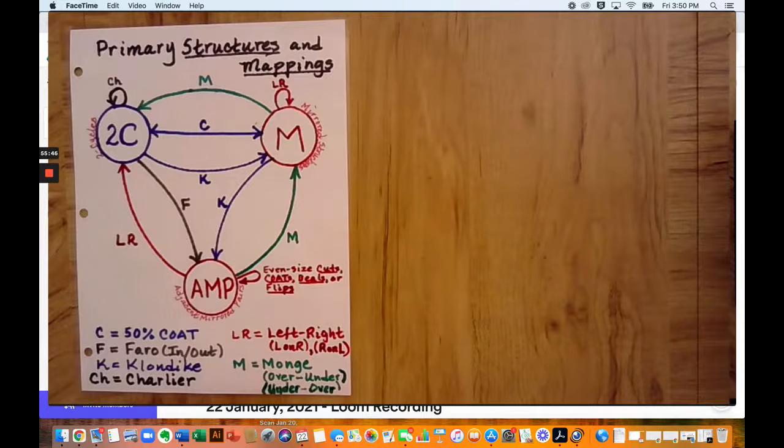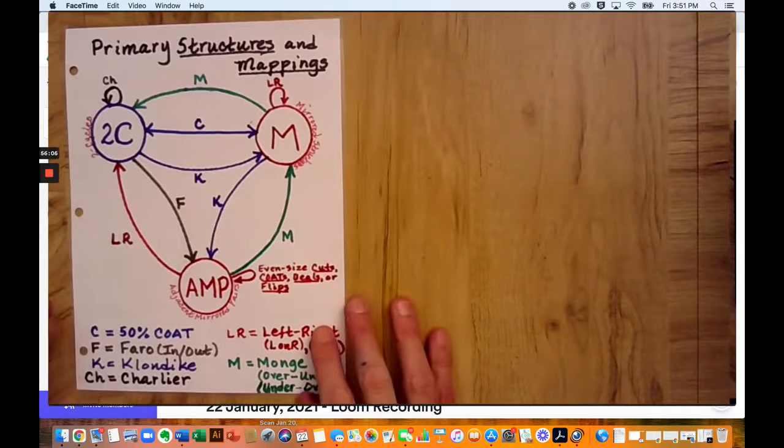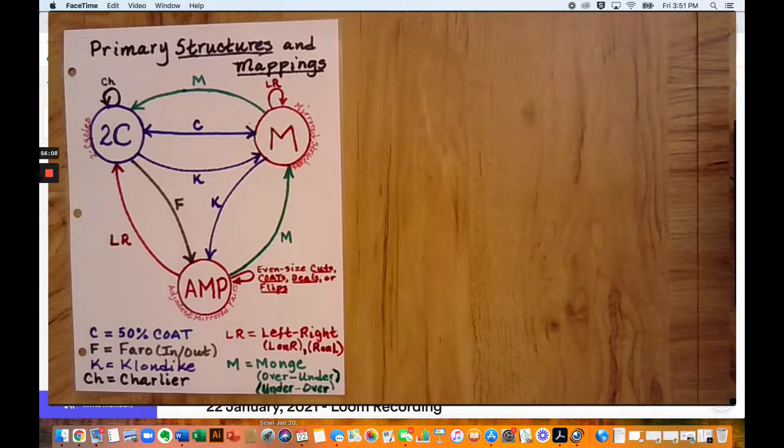Now, this is only 8 cards. Imagine 26 cards in which you paired them up perfectly. Their heads will explode, I promise you. Okay, so let's look at, we finally got back to our primary structures and mappings. So let's look at what is going on here.